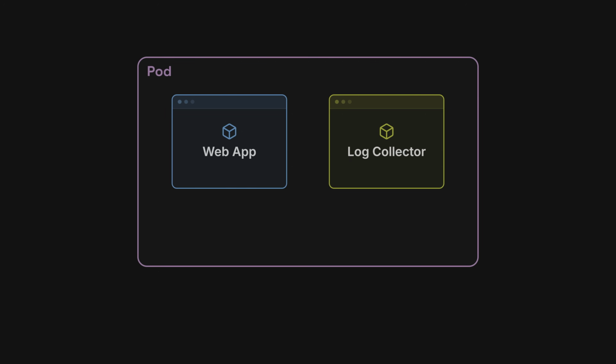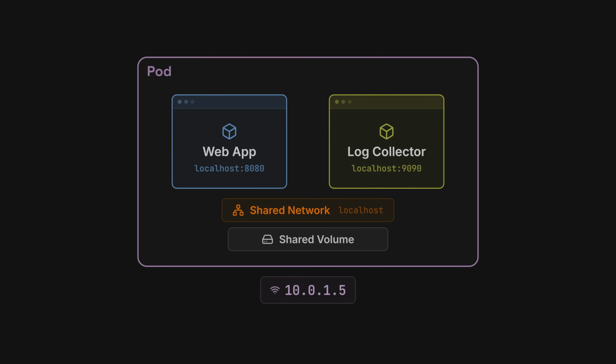Your app server and its log shipping sidecar, your web server and a local caching proxy. These are tightly coupled helper processes that share a network and storage, and they make no sense running on different machines. Inside a pod, every container shares the same IP address. Container A can call container B on localhost. They see the same mounted files. From the perspective of the network, the whole pod is one logical host.